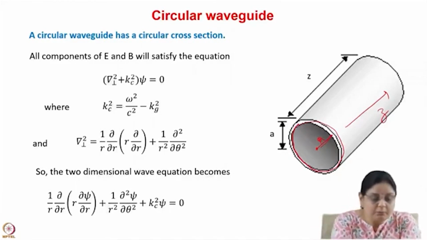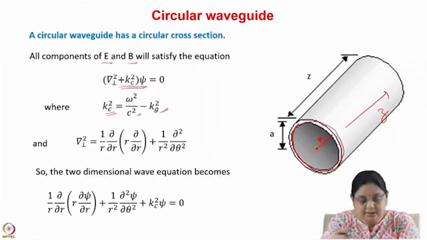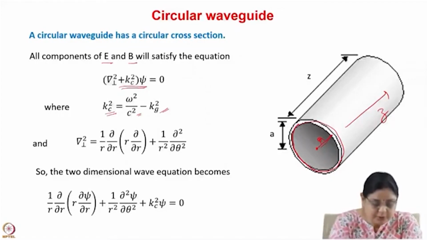Now again, all components of the electric field and magnetic field will satisfy this wave equation. Del perpendicular is the transverse del, and again here kc square is equal to omega square by c square minus kg square. Since this is a circular waveguide, we will solve this in cylindrical coordinates. In cylindrical coordinates, del perpendicular square can be written as 1 by r del by del r of r del by del r plus 1 by r square del 2 by del theta square. So this two-dimensional wave equation in r and theta, if you substitute here, becomes like this.